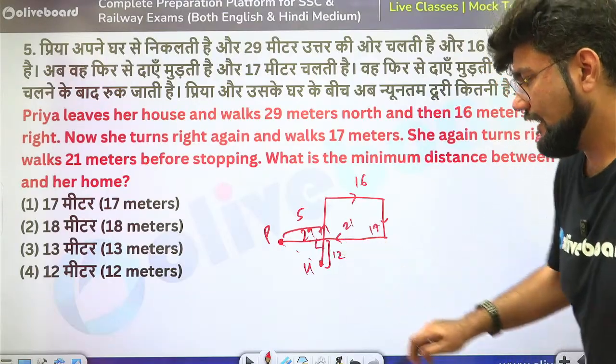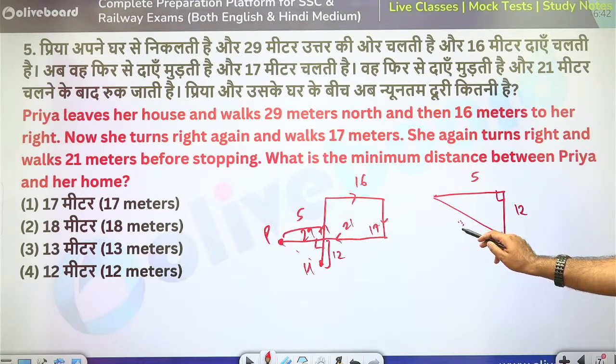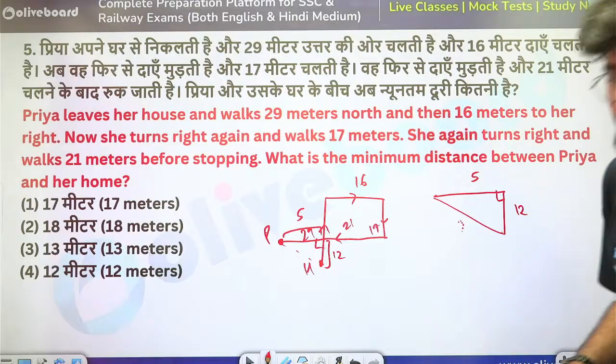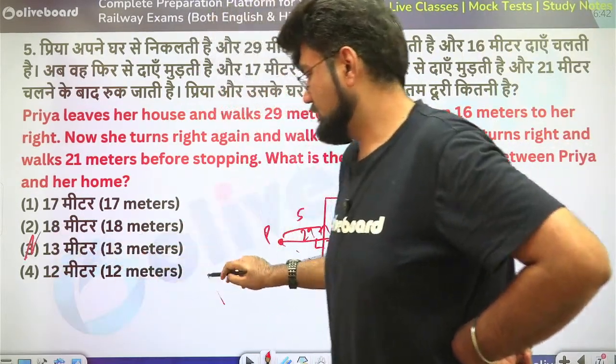This is a 90-degree angle. So I'm just drawing this for you. You don't have to draw it here again, but this is what has been given. This needs to be found out. So this is Pythagorean triplet 5, 12, 13. So what is my answer? Option 3. Easy.